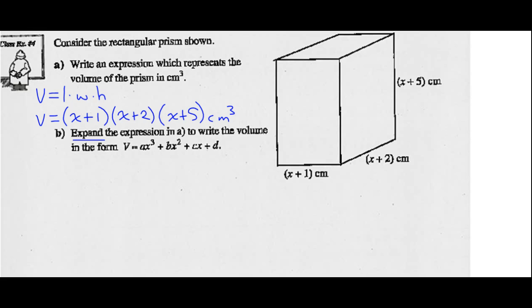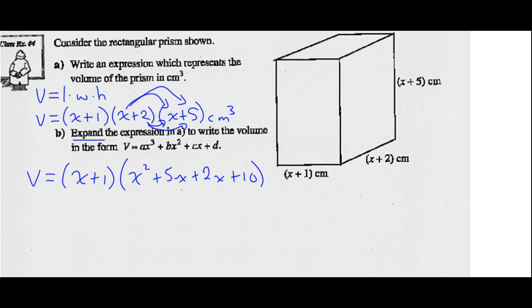Expand the expression and write the volume in the form given. So again, I can expand any polynomials I want in any order. So I'm going to keep the x plus 1, and I expand x plus 2 times x plus 5. So x times x is x squared, x times 5 is 5x, 2 times x is 2x, and 2 times 5 is 10. Combine like terms in that second bracket, and I've got x squared plus 5x plus 2x is 7x plus 10.